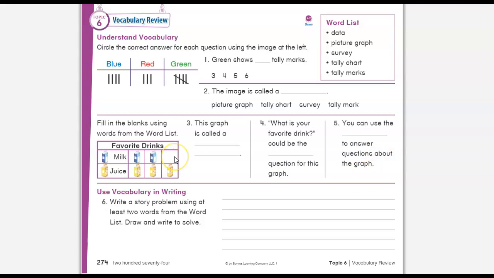When you look at our graph here, we see that there are small pictures of the drinks. What would you call these items? Would that be using the data, the picture graph, the survey, the tally chart, or the tally marks? Write the word in the blank for number 5 that would best answer the question. You can use the blank to answer questions about the graph.